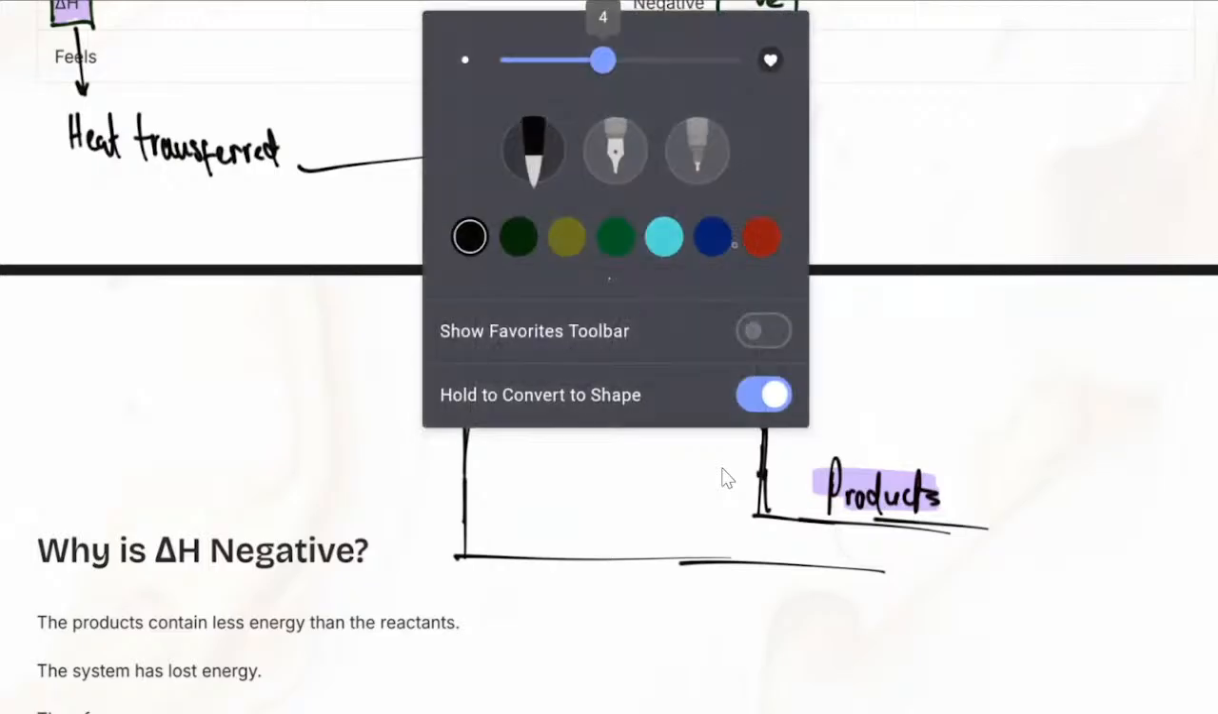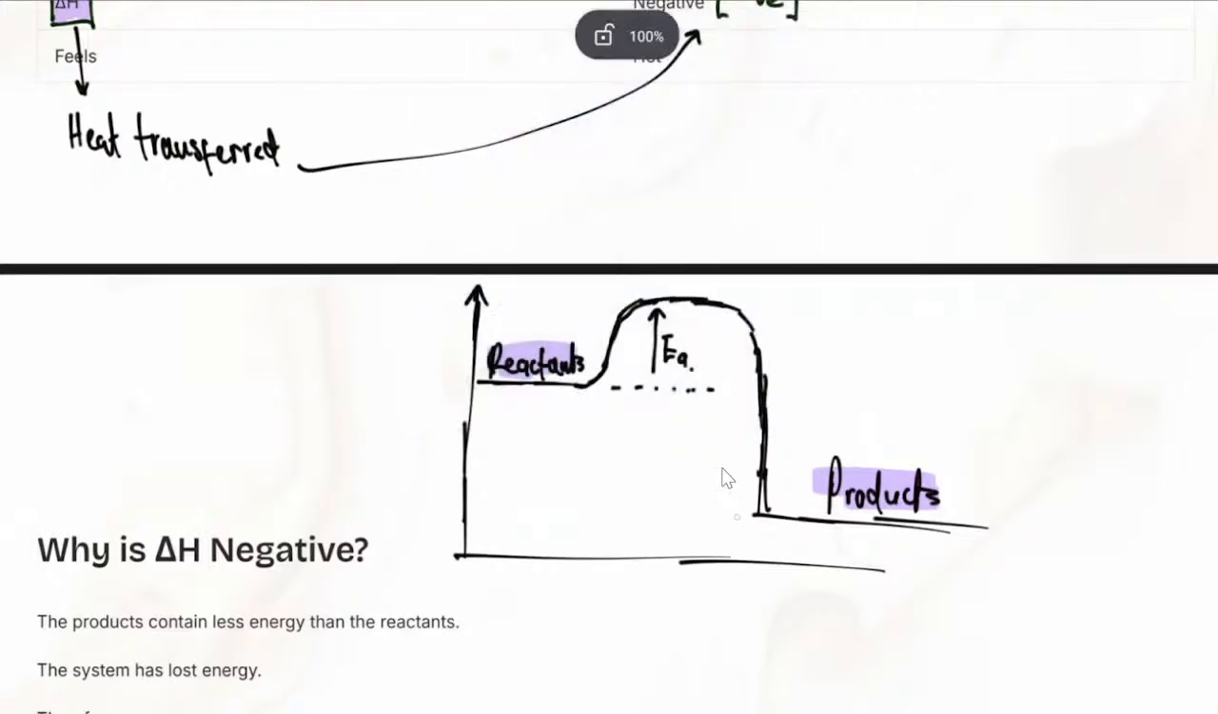Then from reactants to products, here's how you do it. It's always from reactants to products. You can't start at products. How can you do that? This is your delta H. I don't care whether it's going up or down. It starts from reactants going to products. Now, because it's going down, this delta H is going to be negative.